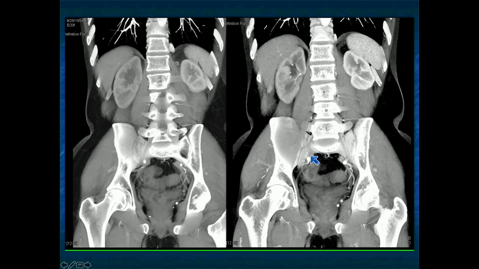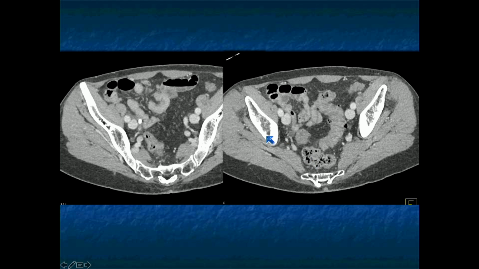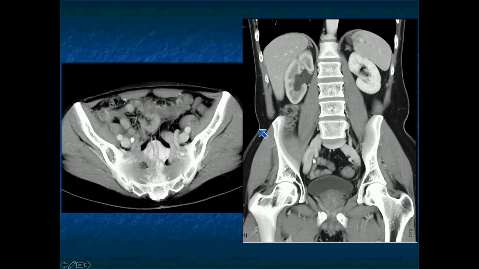You start following things down. You kind of see a stone there, and you follow it down. You see the stone right here. So pretty good visualization of that. And here it is again when you do the reconstructions.